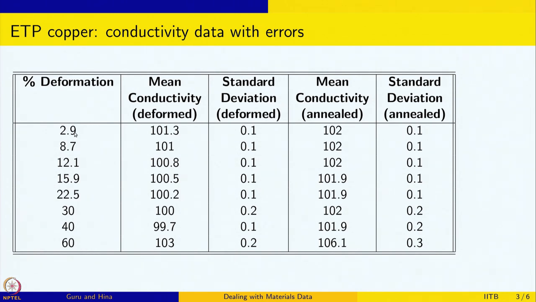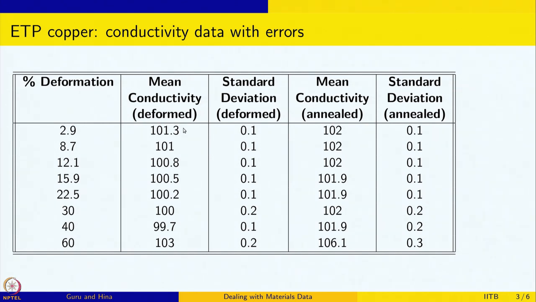You deform by 2.9%, you make 20 measurements, get these quantities, anneal the sample, make another 20 measurements and get these values. So this is the data that is there, and it is stored as a CSV file, which is what we are going to load and use.